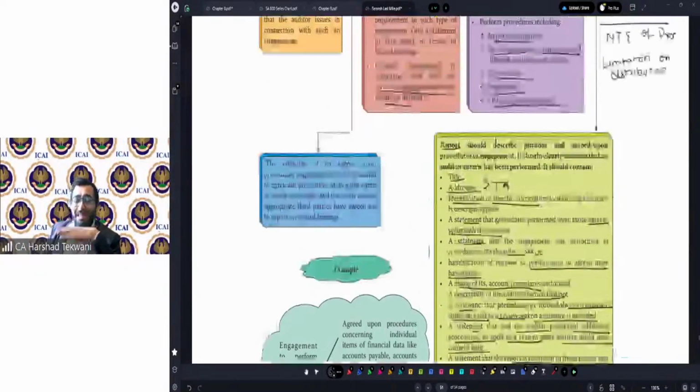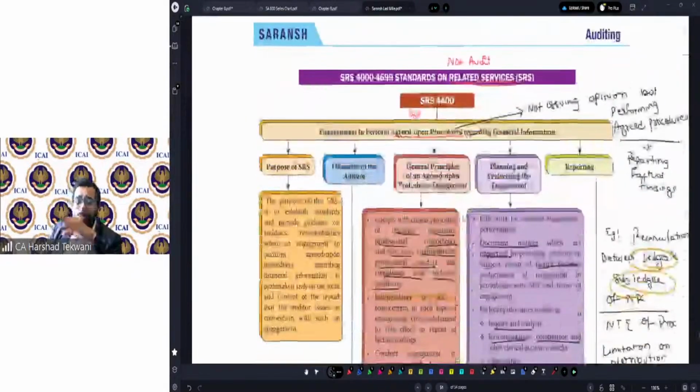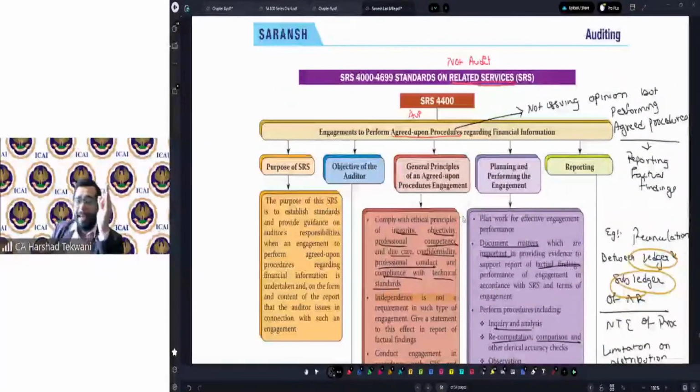Any doubt till now? This was SRS 4400, engagement to perform agreed upon procedures. Any doubt?